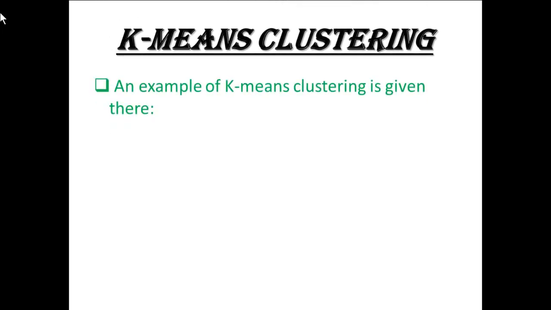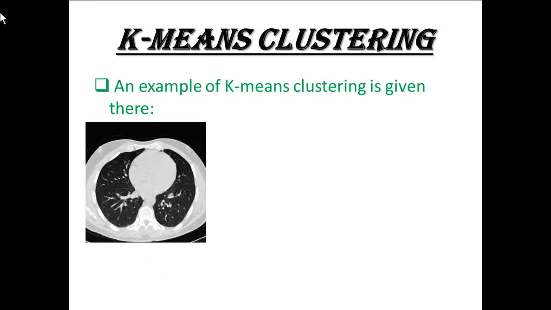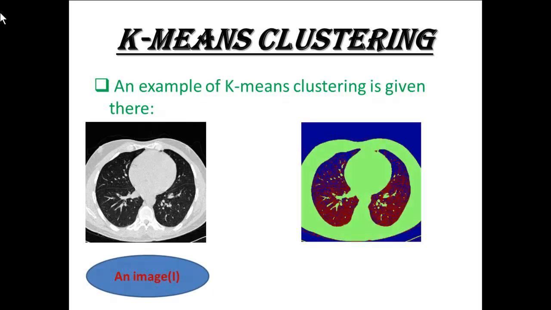An example of K-means clustering is given here. Here is a medical image of two lungs, known as image I. Now it's clustered, and we can see three types of clusters. Green is the external body, and red and blue are the two different densities of blood cells in the lungs. That is known as the 3-cluster image J on the gray level value of I.